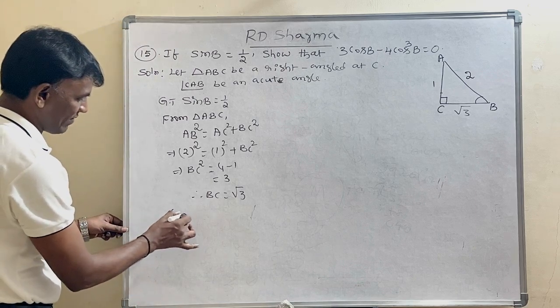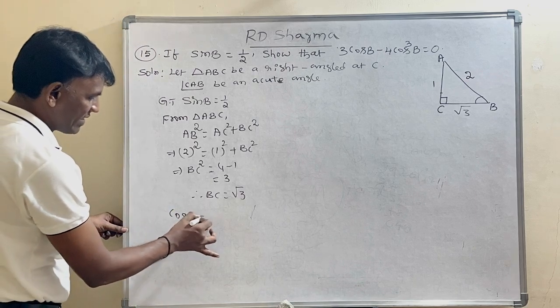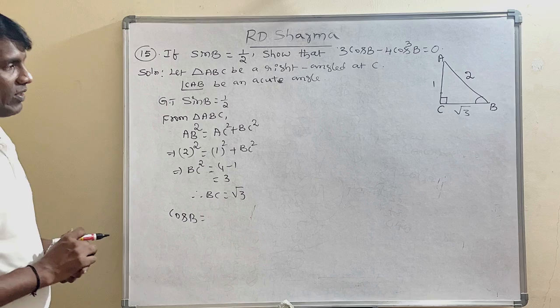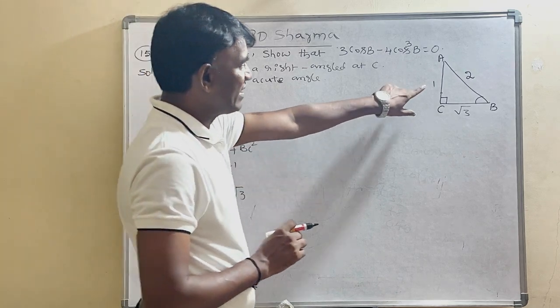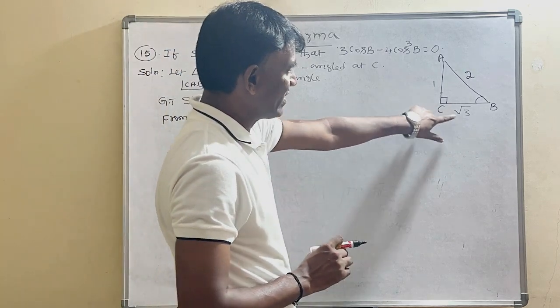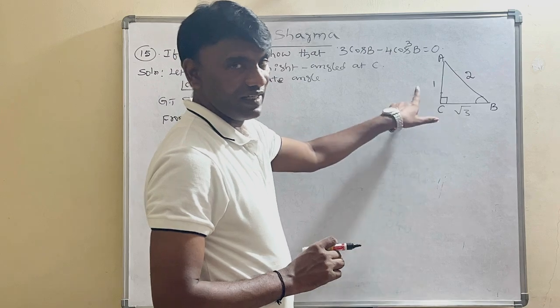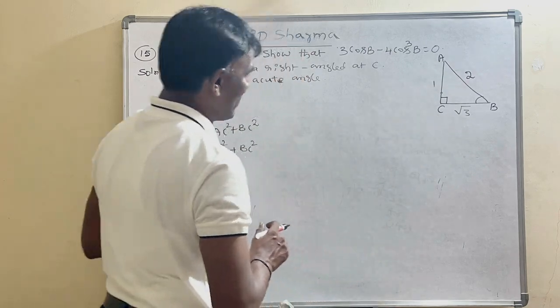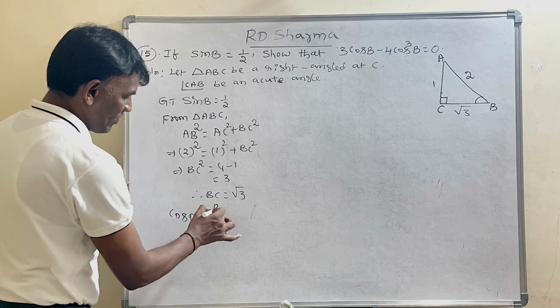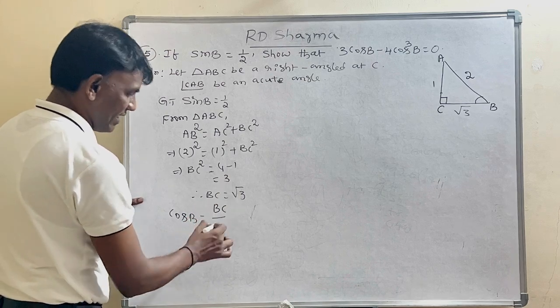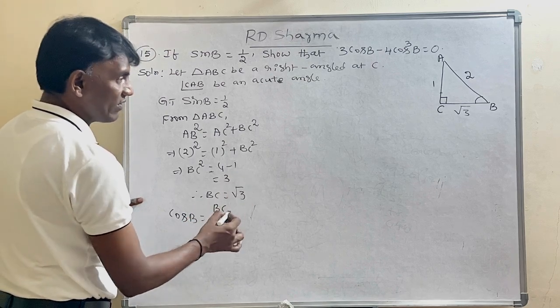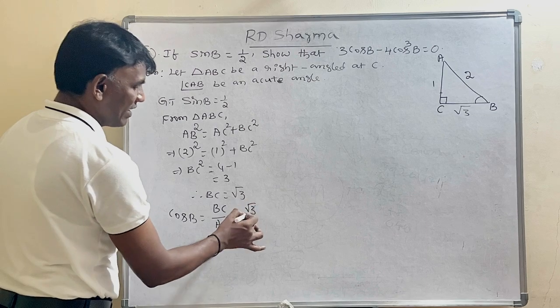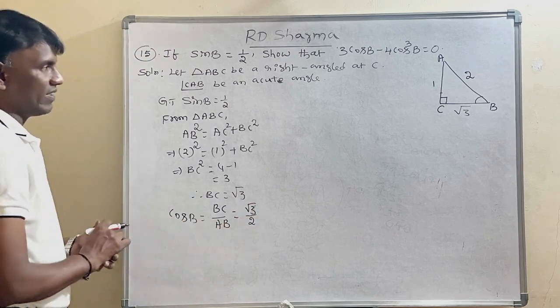So what is the meaning of cos B? Cos means adjacent side divided by hypotenuse. And for this angle, this is the opposite side, this is the adjacent side, and this is the hypotenuse. So what is that adjacent side? BC or CB. So BC divided by what? AB. Now what is the value of BC? Root 3. And the AB value is 2. So cos B is square root of 3 by 2.